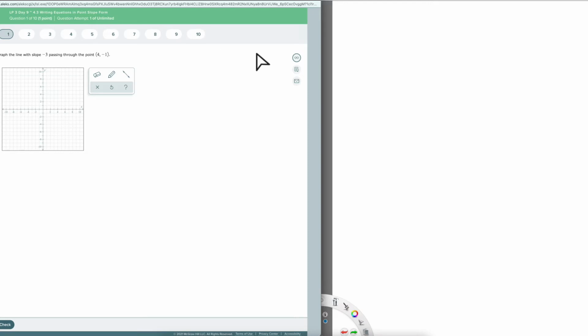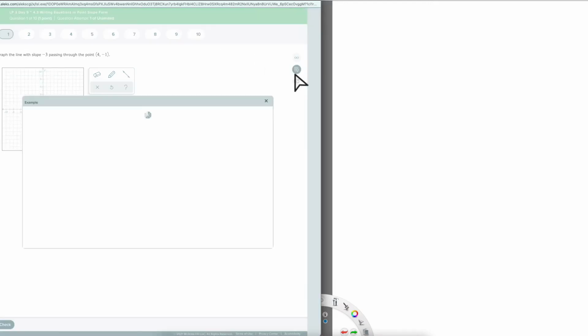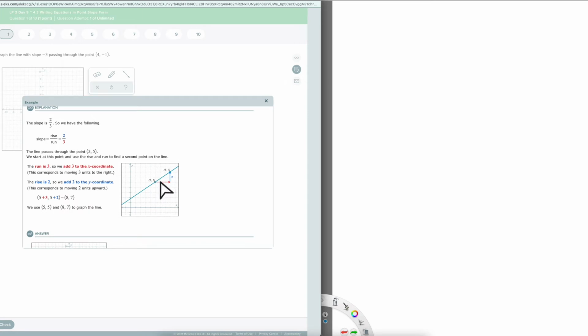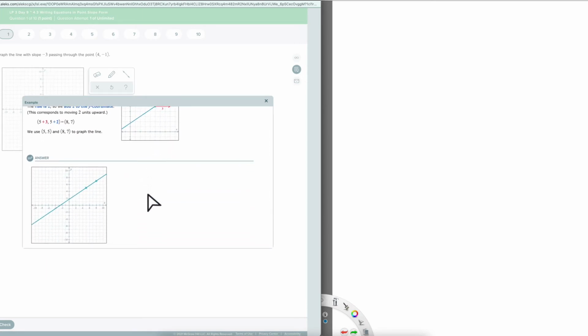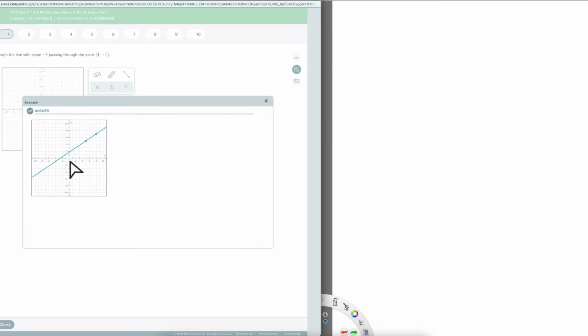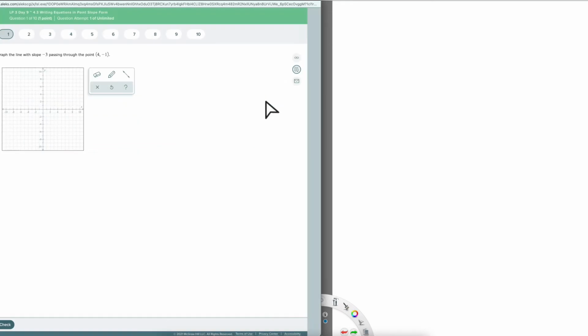Example will open up this little pop-up window and show you exactly what it is they want us to do here. So we can see they've given us a slope, they've given us a point. So first we plot the point, then from the point we plot the slope, which we'll go over again when we're working this one out a little bit here. Once you're done and you've looked at the entire example, you can close it. You can click example again. It will give you another example.